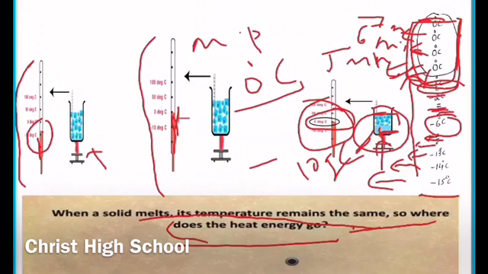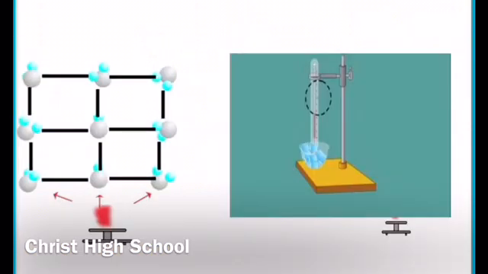So students, when a solid reaches its melting point, whatever heat you are giving after reaching the melting point, that heat energy is called latent heat. So what is the importance of latent heat? What is the difference between latent heat and normal heat? We'll see about that.